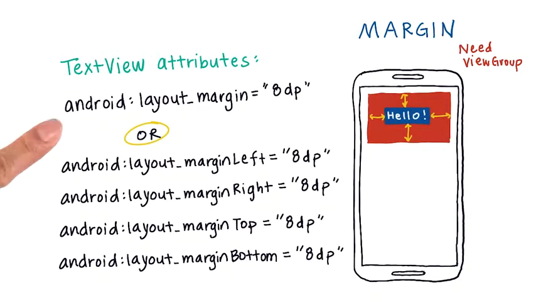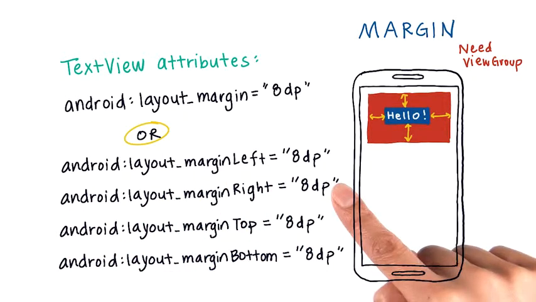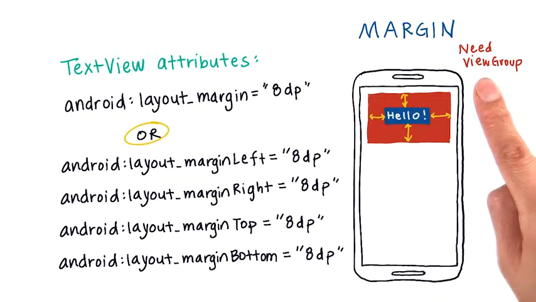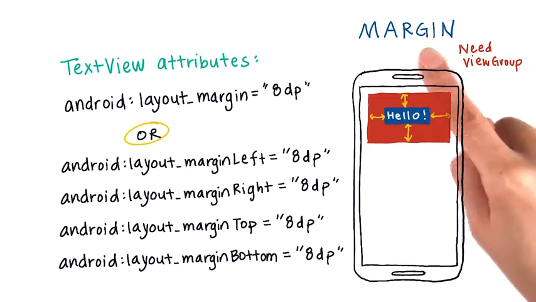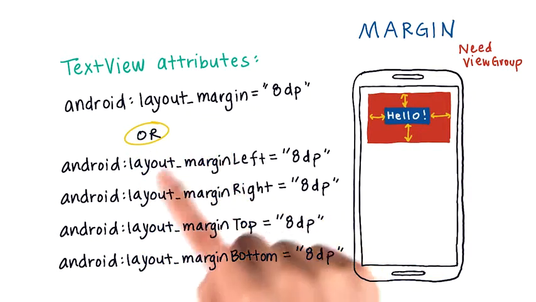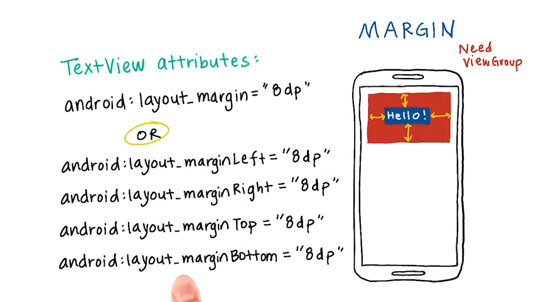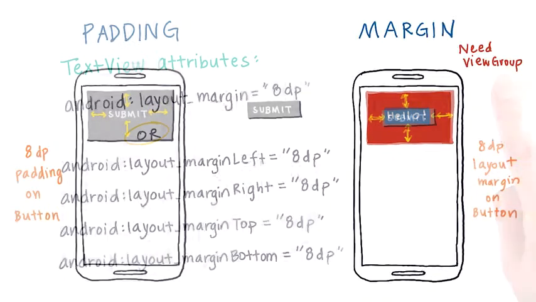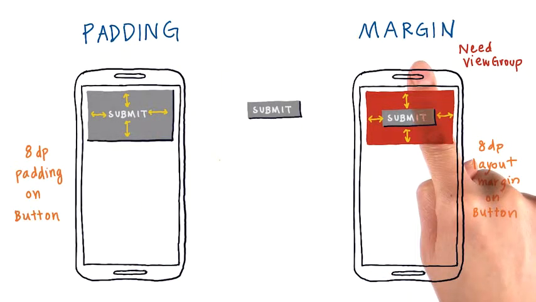Or you can also split out layout margin into each of the 4 directions. Layout margin left, layout margin right, top, and bottom. If you don't specify any of these values, then it will default to 0. To remember that the view group is the one that positions these children based on margin, you can look at the attributes. They all start with layout_ for margin. That way you know that the view group is the one who's handling the positioning of these views. Padding and margin can apply to all views.